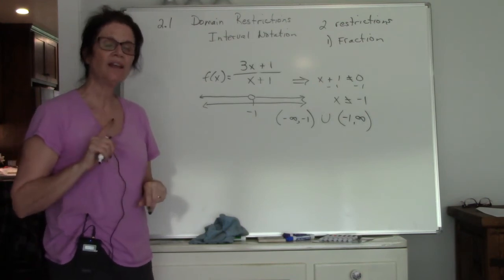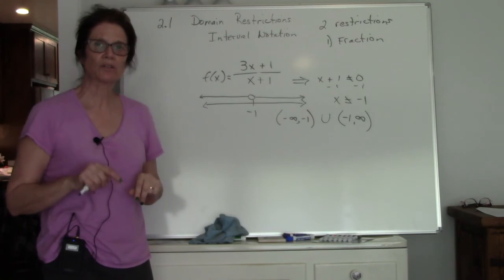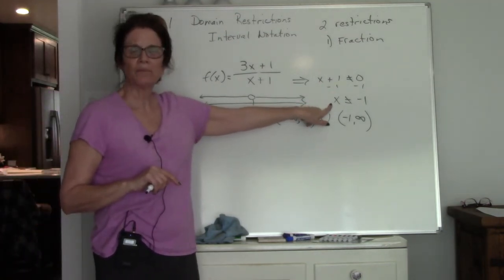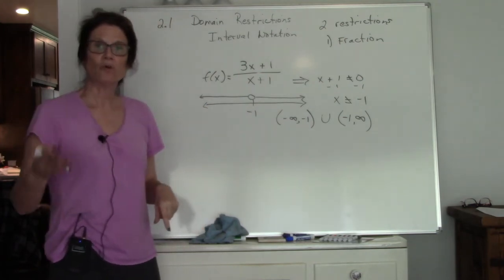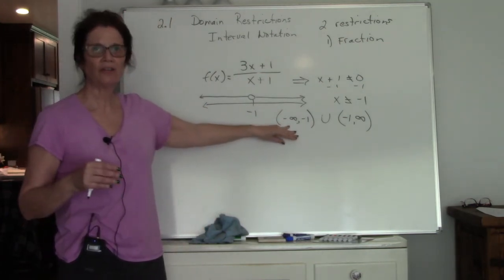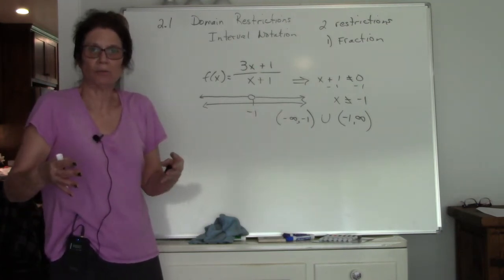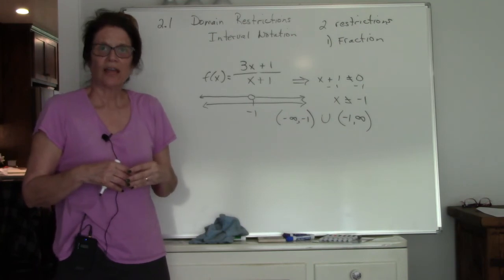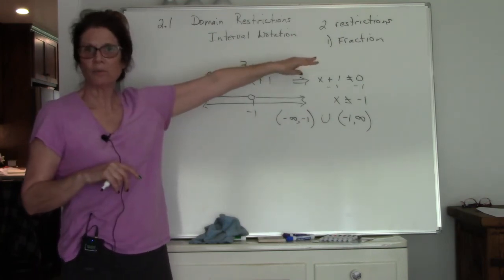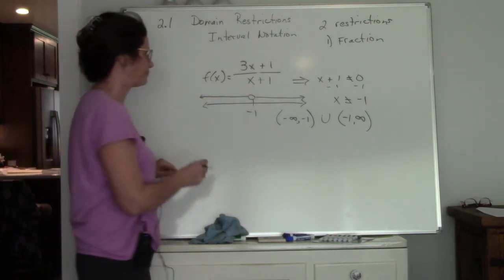It depends on how the question is asked. If it asks for the domain restriction, the domain restriction is x cannot be -1. If it asks what the domain is, this would be my domain in interval notation. It's telling me all the values that I can use for my x values. So that's your first restriction: fractions. Fractions will cause problems. Set the denominator to 0 and solve.